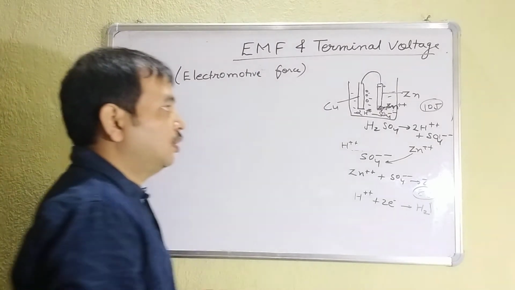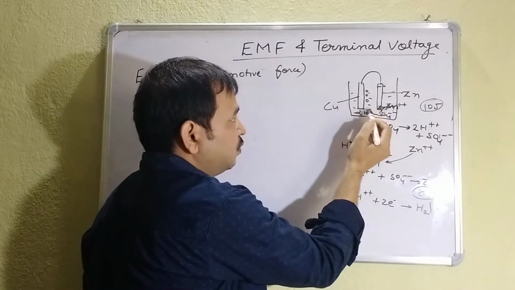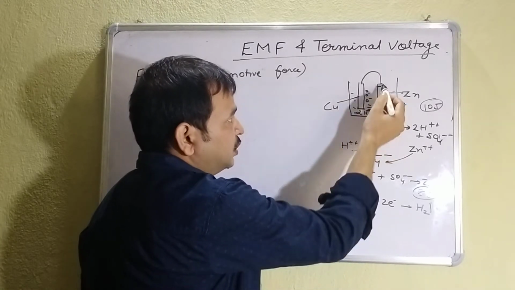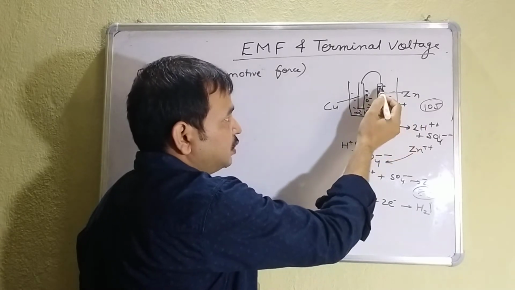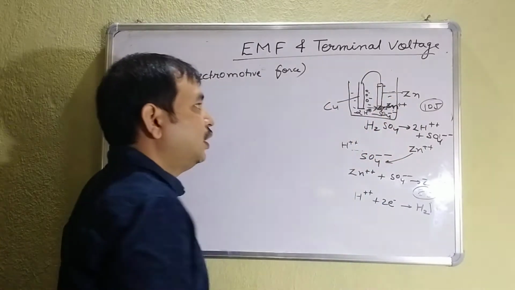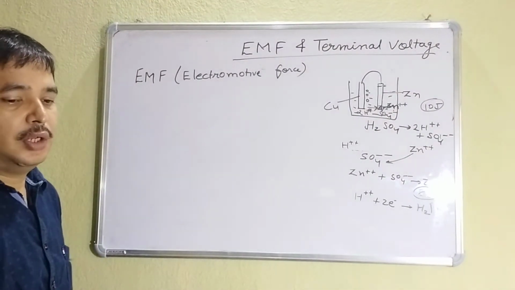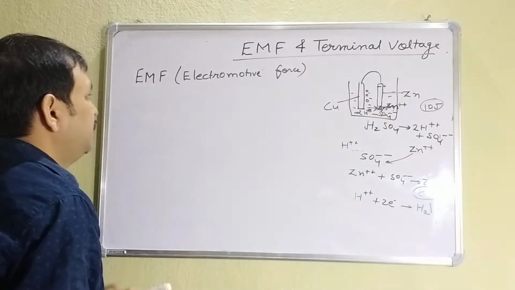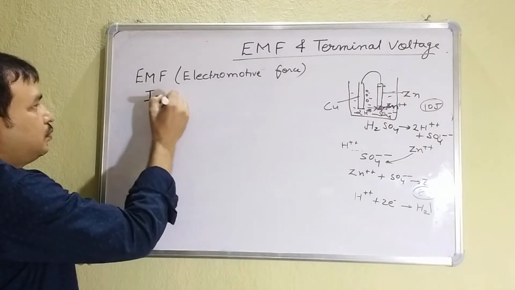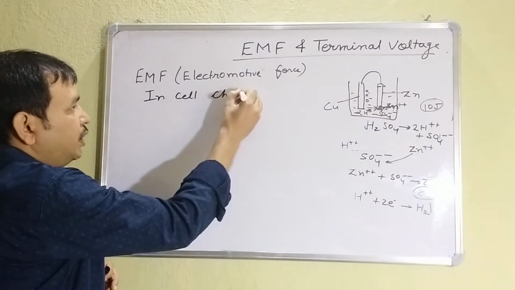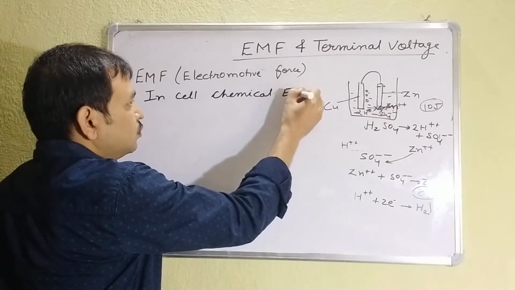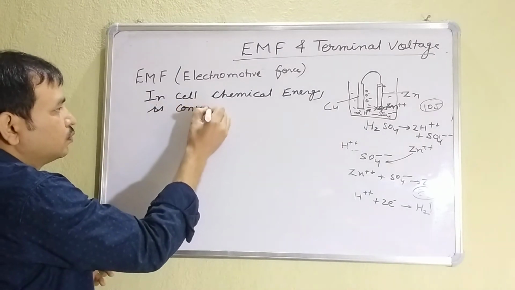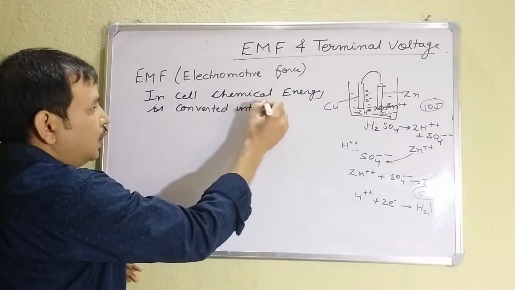Now, this process again continues. H2SO4 breaks into SO4-- and it moves towards the Zn electrode. Zn will lose 2 electrons, it becomes Zn++. This electron will move, and in this way conduction of charge is started. Clear? So this is about the things which are happening inside the cell. So what is happening in a cell? Chemical energy is converted into electrical energy.